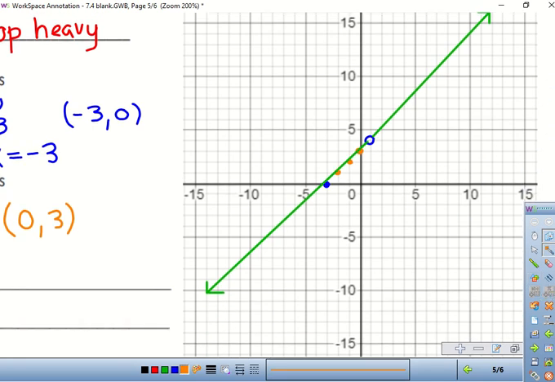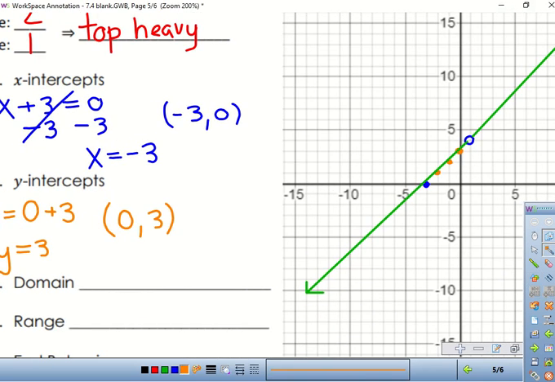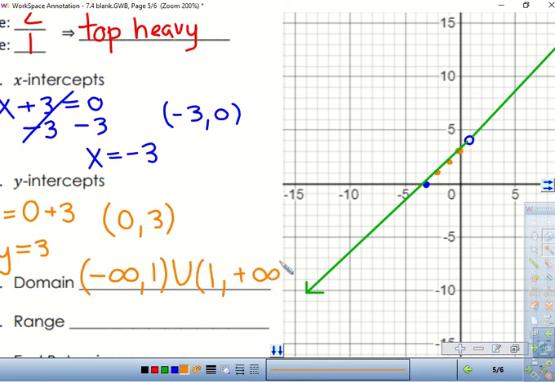So now that we've done that, we're going to talk about domain and range. This function will take on every x value except for which x value? 1. So it's going to go from negative infinity to 1, union, and then it stops and picks back up after 1. And then, in contrast, it's going to take on every range value except for which one? 4. Okay. So that's what we end up with.